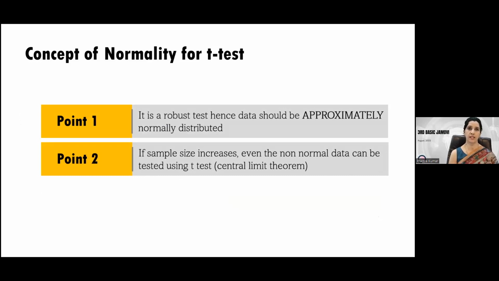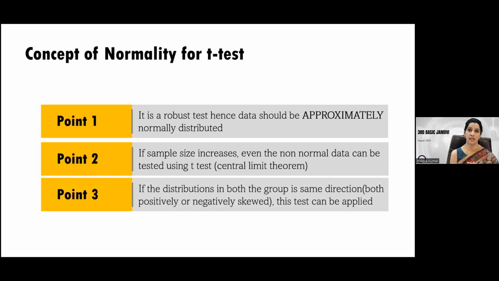There is something known as the robustness of the t-test. Many times you will see that even if your data is slightly not normal, you can still apply the t-test, because it is robust. Even if the data is approximately, not entirely, normally distributed, you can apply this test. And the central limit theorem says that if you increase the sample size, then even non-normal data can be tested using the t-test. That's the basis of the central limit theorem. And if the distribution in both groups is skewed in the same direction, both negatively or both positively skewed, then also you can apply this test.